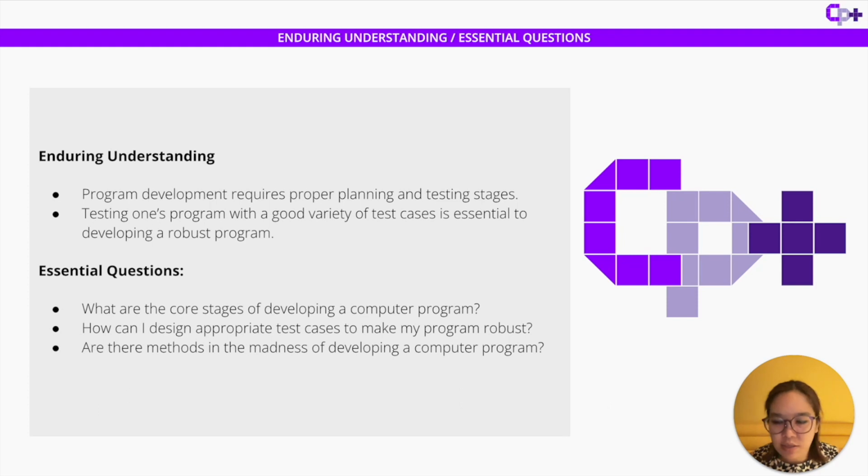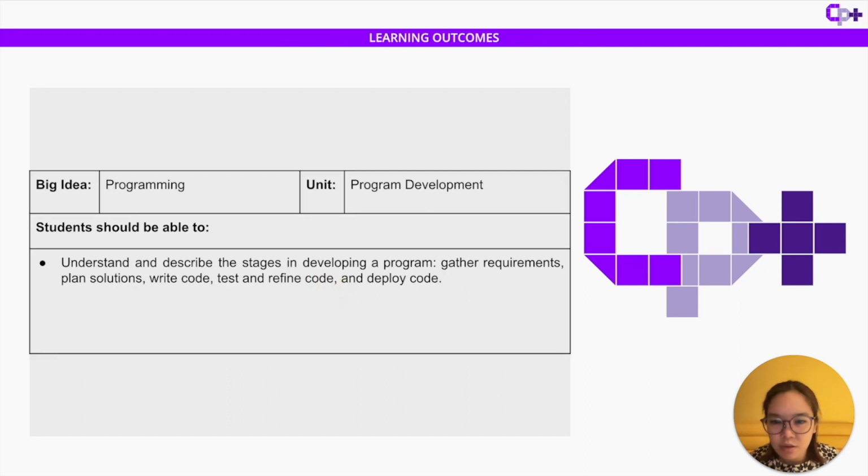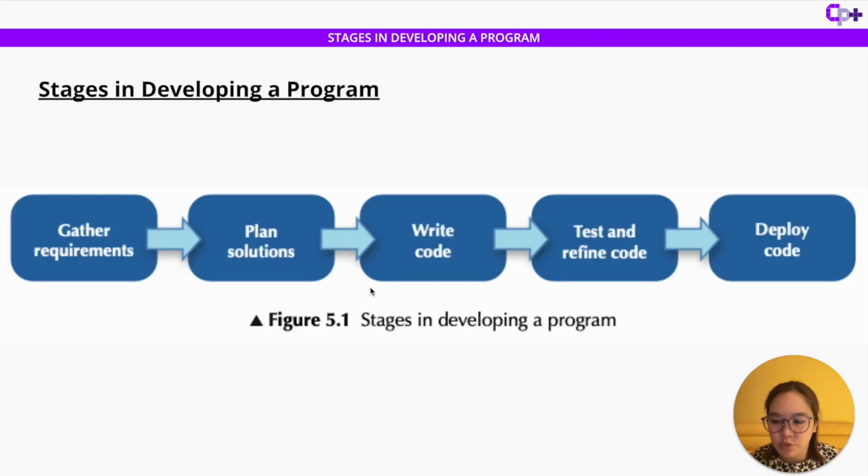Thus, we ask ourselves, can we design the right test cases, and how do we do so? What else do we need to develop a good program? Is it all trial and error and luck, or is there a method in the madness? By the end of the lesson, you will learn how to describe and understand all these 5 stages of developing a program. So let's jump right into it.